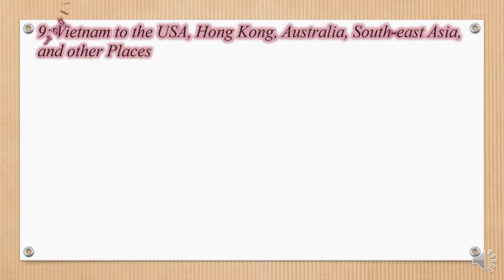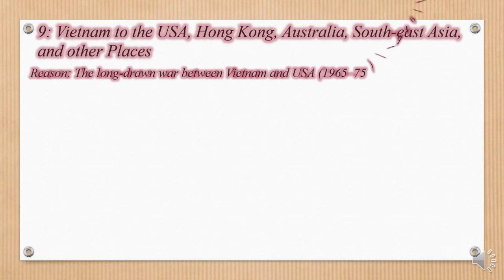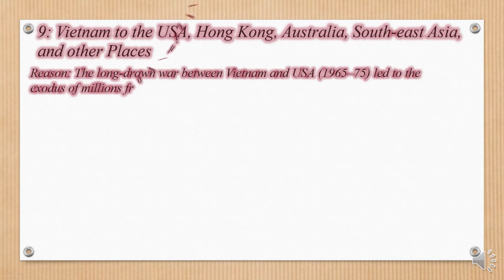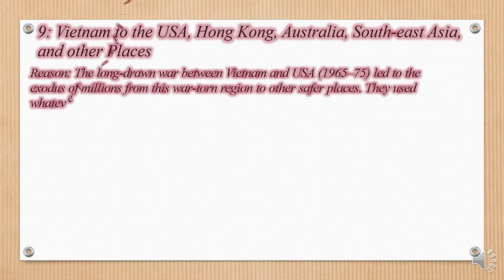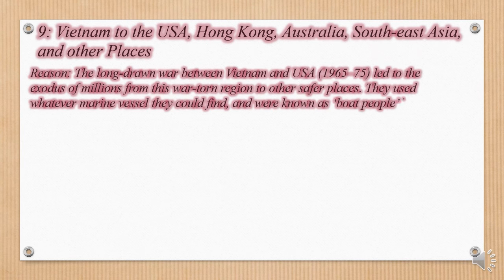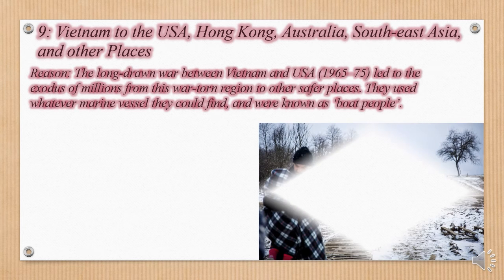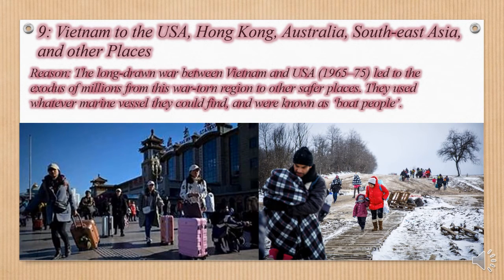Vietnam to the USA, Hong Kong, Australia, Southeast Asia, and other places. Millions of people fled from Vietnam when it was taken over by the communists in their war with the USA in 1975. Some did not want to live in a communist society, others had helped the Americans. They fled mainly as boat people in any sort of vessels they could get. Hundreds of thousands drowned in their tiny ships or were killed by pirates, but many struggled through. Many of them have become quite prosperous in the developed countries.